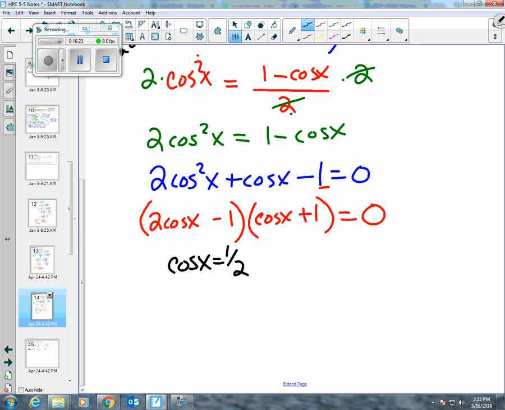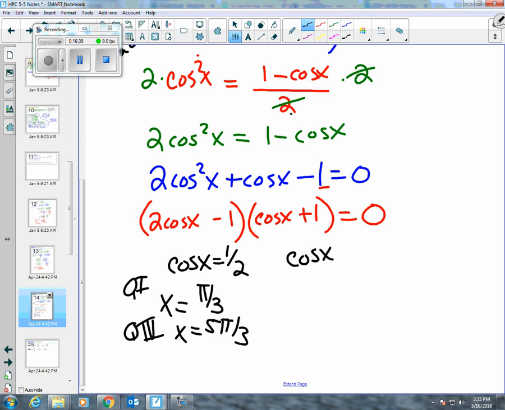So when is cosine of x equal to a half? Well, cosine is a half at 60, or pi over 3. That's in quadrant 1. When else is cosine positive? That would be in quadrant 4. So 300, or 5 pi over 3. And then when is cosine equal to negative 1? Well, that happens at pi.